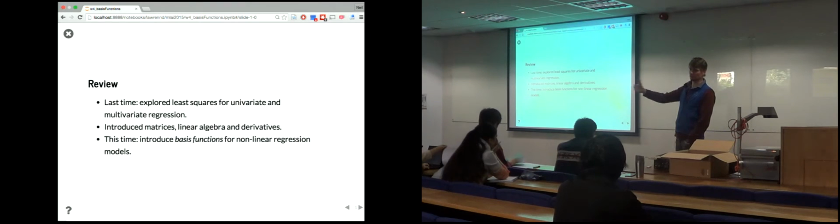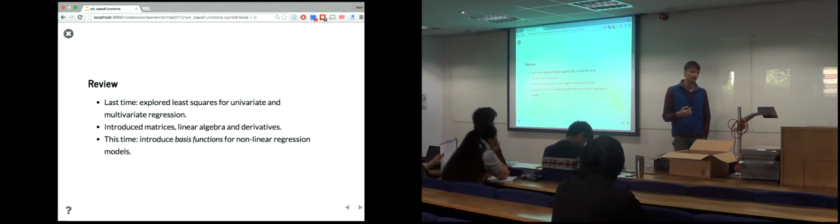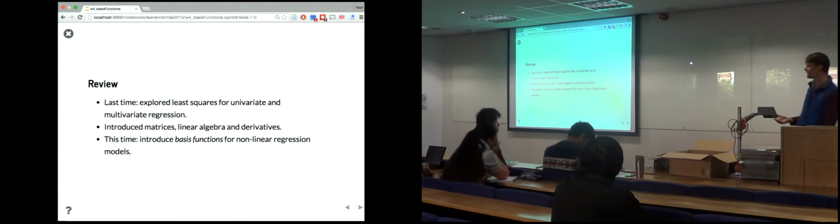The way you do that is you introduce basis functions which take your data and push it into a nonlinear space. And if you do it in 1D, you end up converting a one-dimensional regression into a multivariate regression.